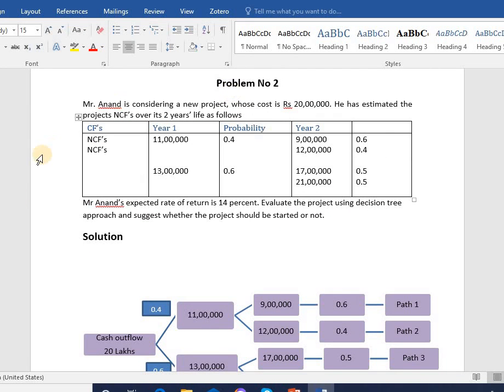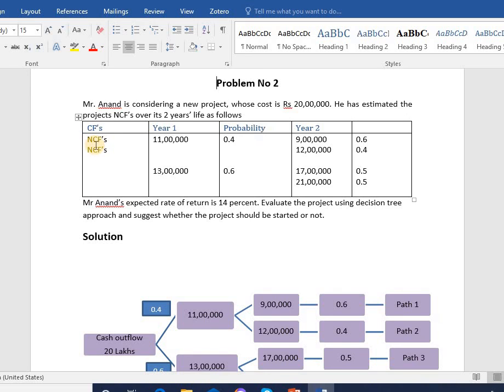The problem is problem number 2, that is, Mr. Anand is considering a new project whose cost is 20 lakh. He has estimated the project's NCFs over its 2 years as follows.